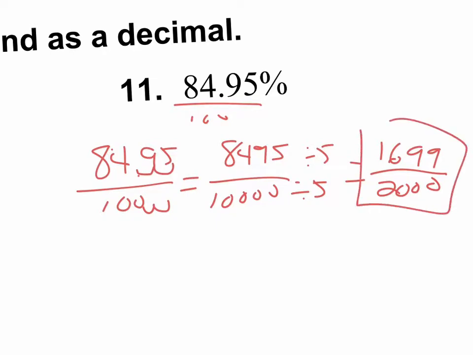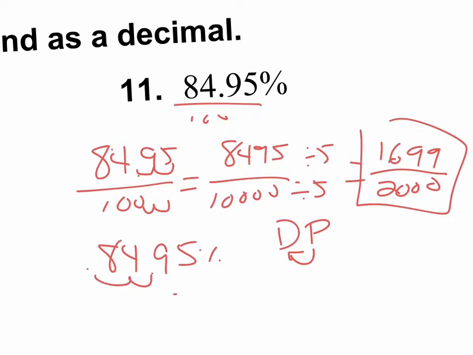Then we need to make it a percent to decimal, so 84.95%, and we're going Dr. Pepper, so we're going percent to decimal. So I'm moving over twice, 1, 2, put a decimal, so 0.8495.